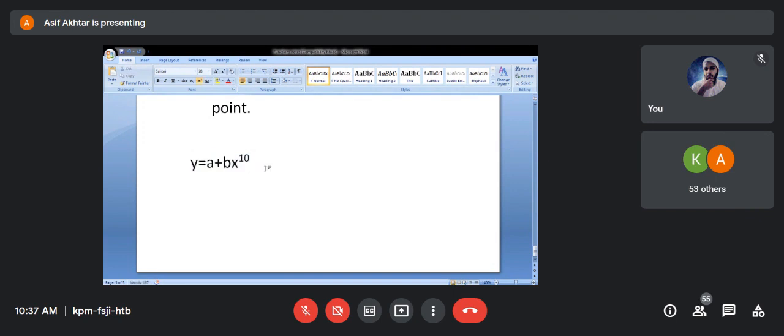In that situation, calculating manually the value is very difficult. And moreover, this is not only one term. We can have different terms also. For example, we can put minus c and again x raised to the power minus 4 or minus 5.